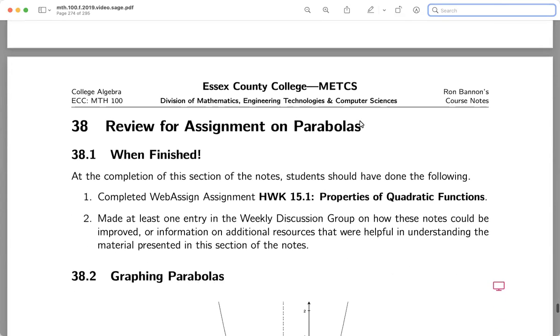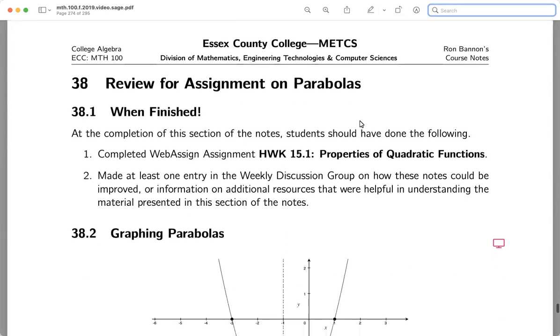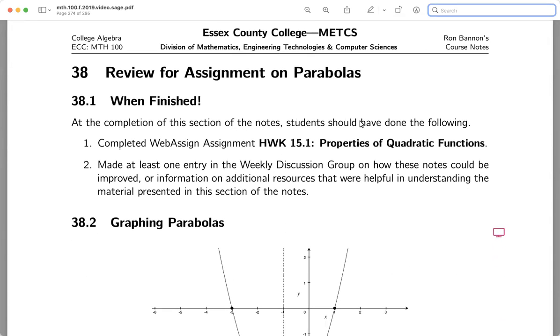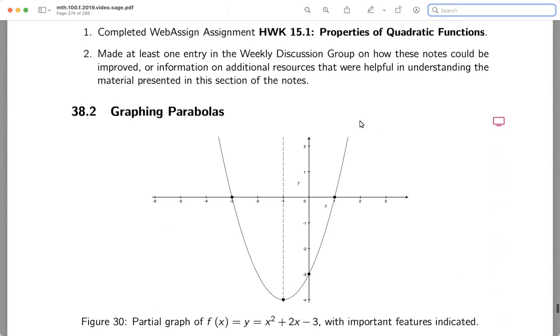Okay, we're in section 38, and at least in Math 100, there are two types of conic sections that we're going to be dealing with, and that's going to be the parabola and the circle. At the Math 100 level, parabolas are going to look like cups, either opening upward or opening downward, and we'll go through it in detail.